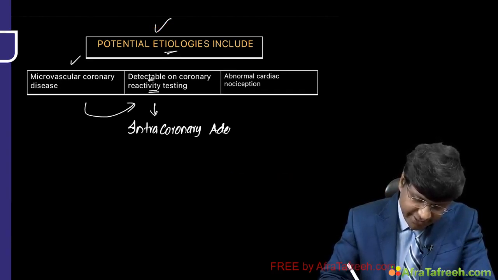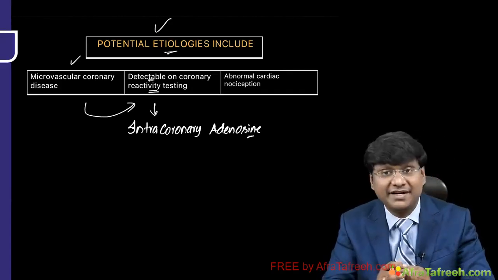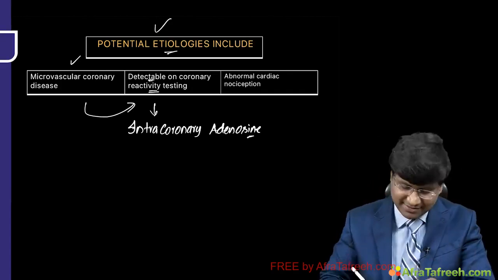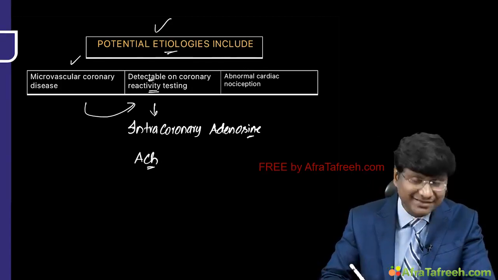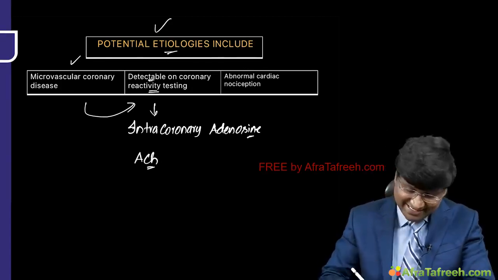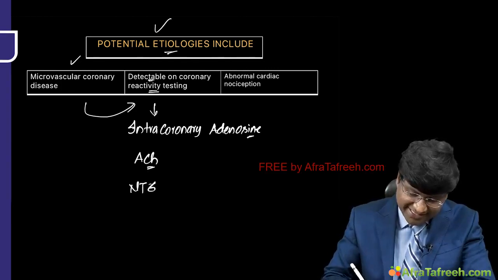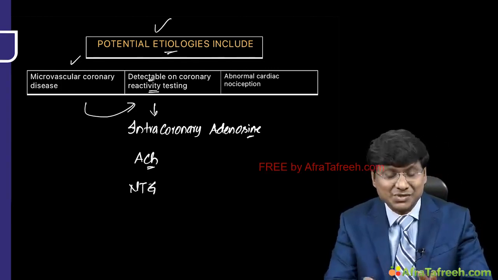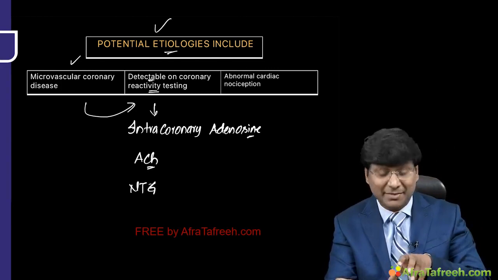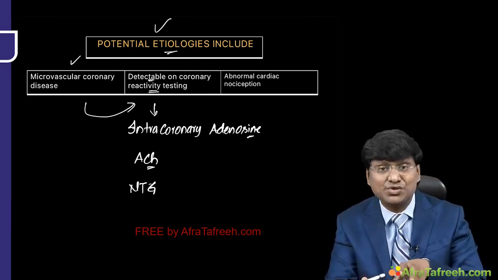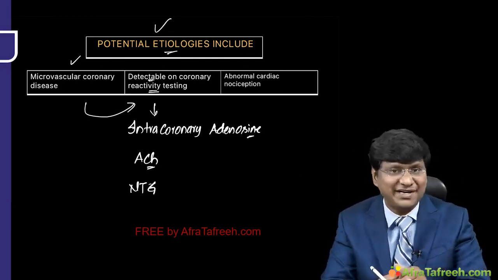Intracoronary adenosine is being used in order to test for the coronary reactivity testing. Then intracoronary acetylcholine and intracoronary nitroglycerin. So these are the substances which we use for the coronary reactivity testing.